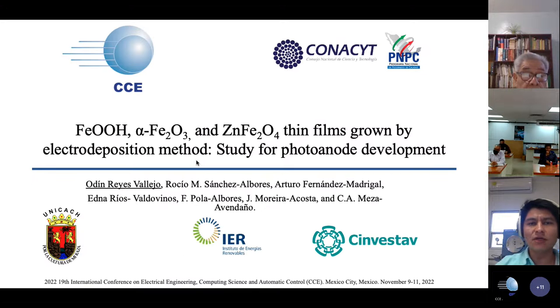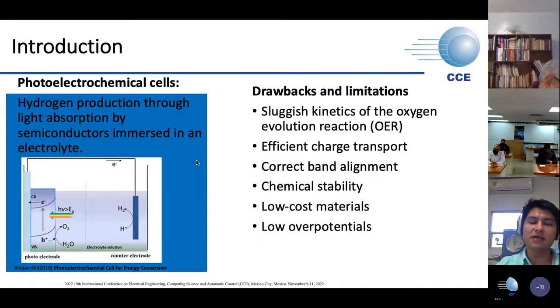In this case, we were looking at what happened when we deposit these three different layers. And on this occasion, I'm only going to talk about the single deposition of these three layers. As I mentioned before, there are a lot of problems with the chemical stability of this kind of technology, and that's what we are trying to work on, focusing on inexpensive materials.